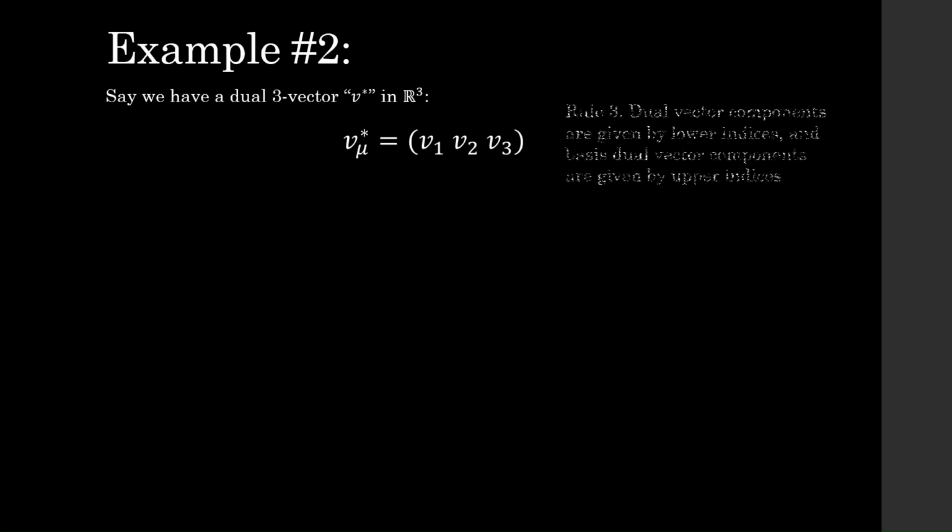We'll have a second example here. Say we have a dual 3-vector V star in R3. So V star sub mu is equal to the following row vector V1, V2, V3. We recall from rule number 3 that dual vector components are given by lower indices and basis dual vector components are given by upper indices, yielding the following equation.